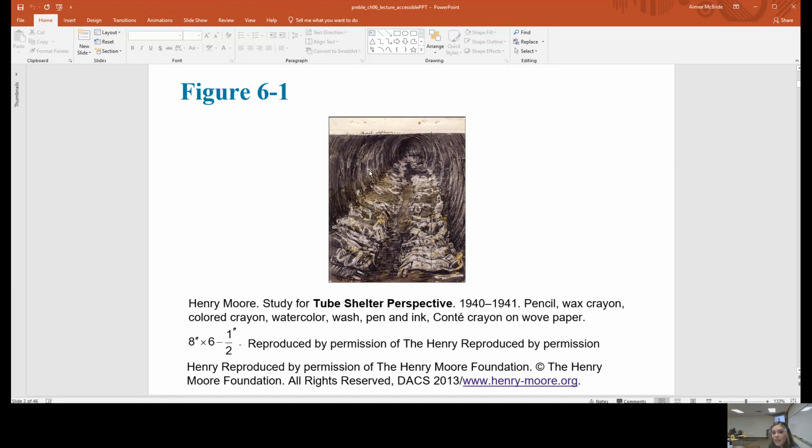So here we see on a small piece of paper, he has sketched out people that were seeking shelter in those stations, which is disgusting, by the way. I don't know if you've ever been to a subway station, but it's not a clean place. I wouldn't want to be laying on the ground, but I guess it's better than being outside with bombs. To do this, he used pencil, wax crayon, colored crayon, as well as some watercolor and wash and pen and ink, which were added later. But the original sketch that he did while he was there was pencil, wax crayon, and colored crayon.